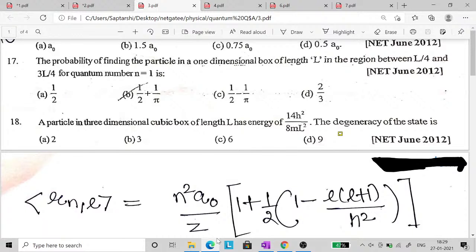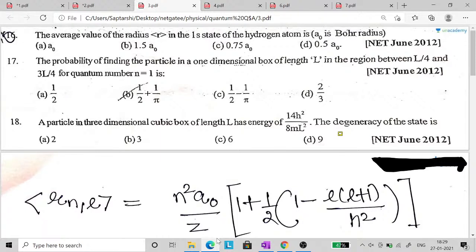Okay, let us see this first question that I want to see. The first question says the average value of radius r in the 1s state of the hydrogen atom. Oh, I told you the formula for this. It's a very big formula, given in the lower part of the page. Okay, it's n squared a0 by Z into 1 plus half, 1 minus l(l plus 1) by n squared. It is given for the 1s state.